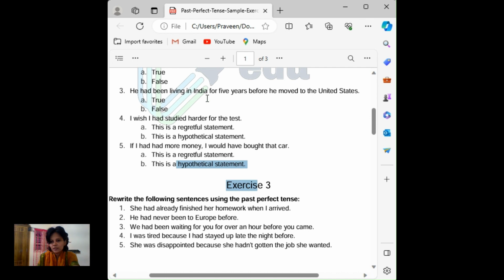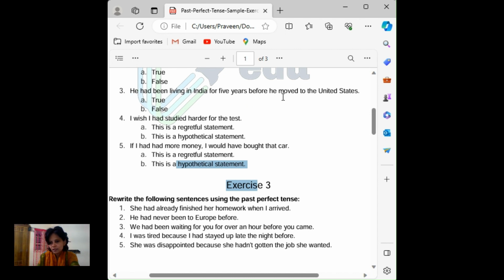He had been living in India for 5 years before he moved to the United States. This is also true because he had been living in India. In India, he used to live for 5 years. And now it's 2023, which means 2018. From 2018 till now, maybe last month, we can calculate. Five years means that is how it will come, so now he moved to the United States.